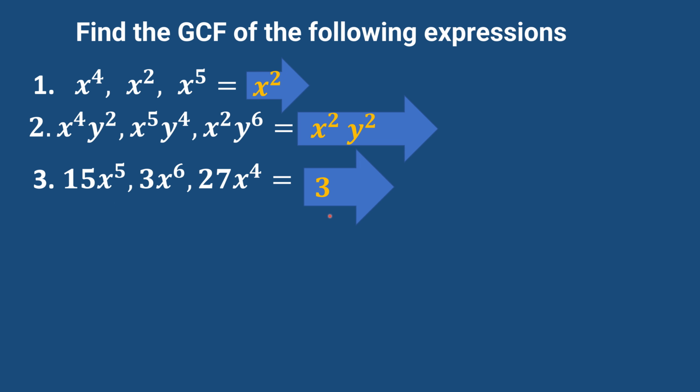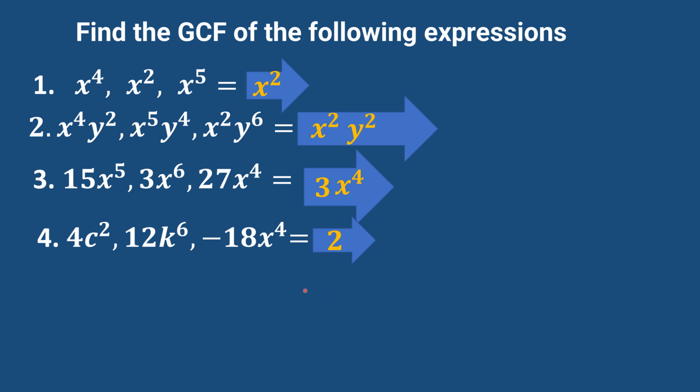3. While the variable, which is x, and the least exponent among the three, which is 4, 6, and 5, the least there is x to the power of 4. So therefore, the GCF of 15x to the 5th, 3x to the 6th, 27x to the 4 is 3x to the power of 4. What about number 4?